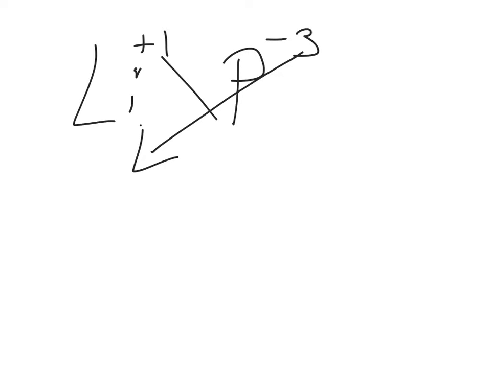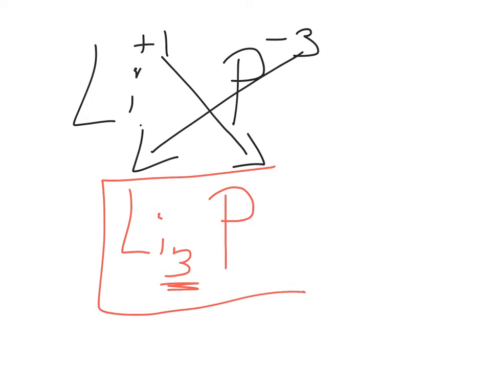You're going to crisscross. That 3 must be at the bottom. If you change that number, it's wrong. Okay? One number can change your whole compound. Now, you don't have to write a 1. The fact that phosphorus is there means you have 1.